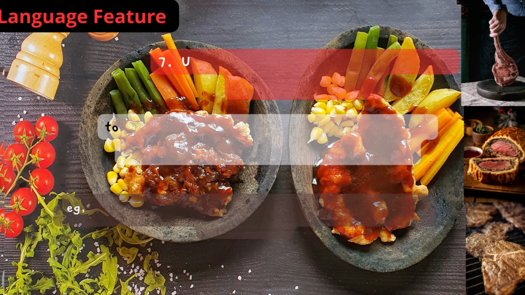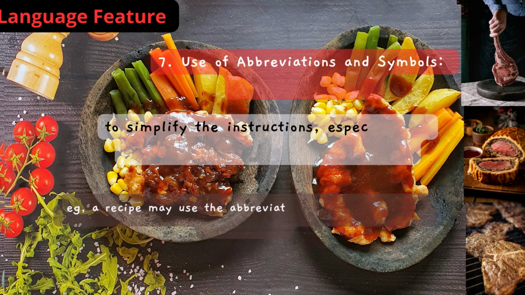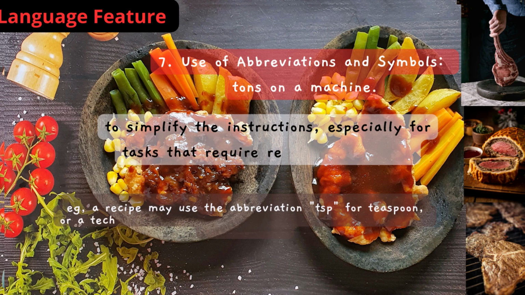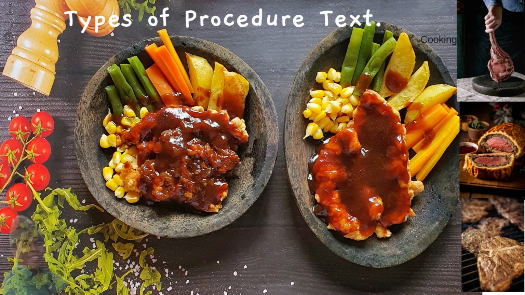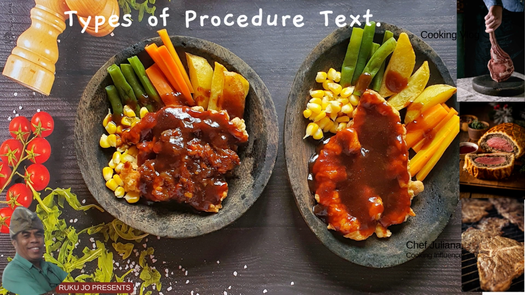7. Use of abbreviations and symbols. Procedure texts may use abbreviations and symbols to simplify the instructions, especially for tasks that require repetitive actions. For example, a recipe may use the abbreviation T, S, P for teaspoon, or a technical manual may use symbols to represent buttons on a machine. To make it clear, we are then going to see some different types of procedure text.